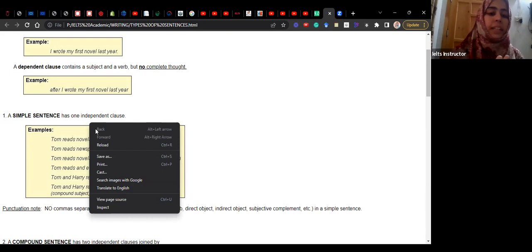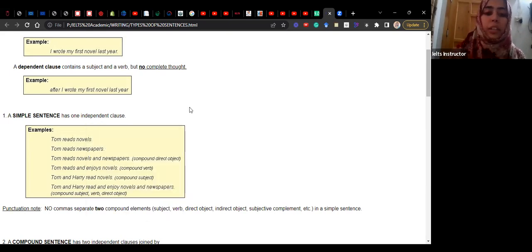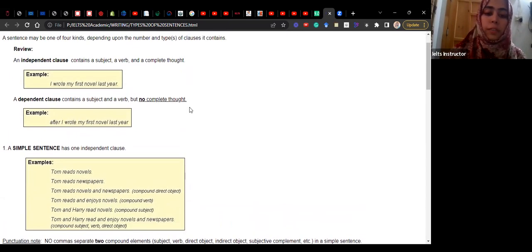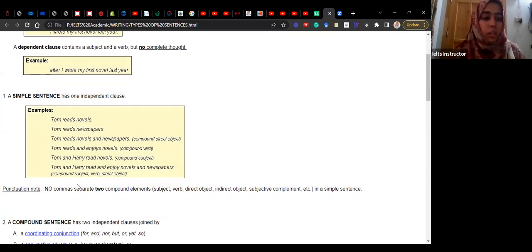Okay, so a simple sentence is something which has just one independent clause, which is enough to deliver the message on its own. For example, Tom reads novels, Tom reads newspapers, Tom reads novels and newspapers. As you can see, these sentences deliver the information enough on their own. They do not need another word or another sentence in order to completely deliver the information to the reader. All right, so that is called a simple sentence.